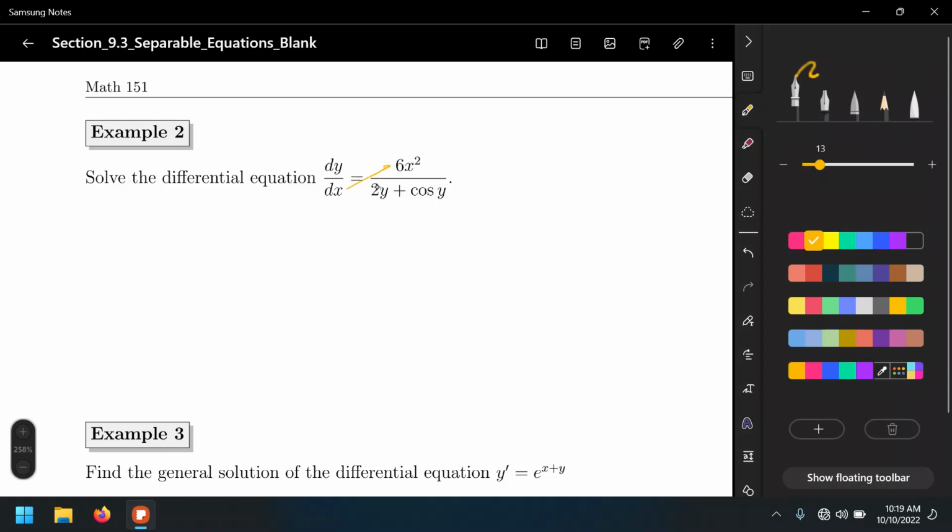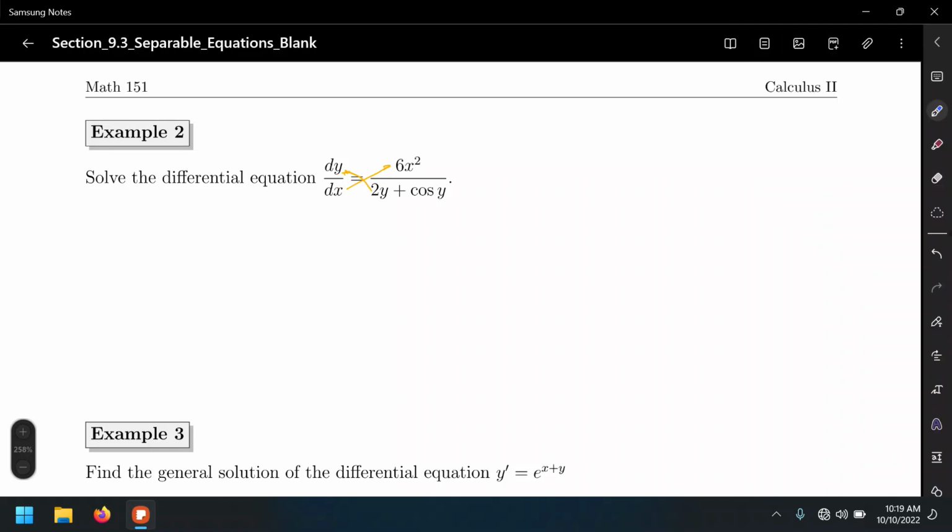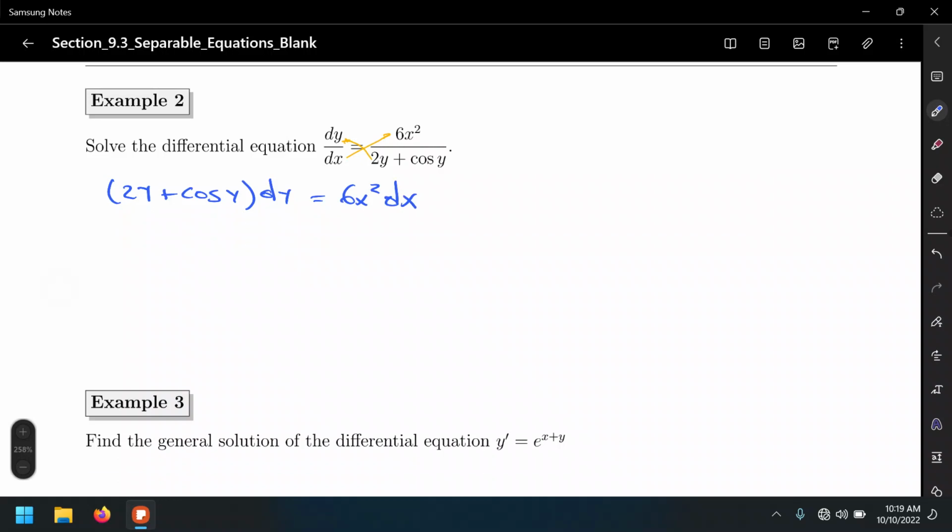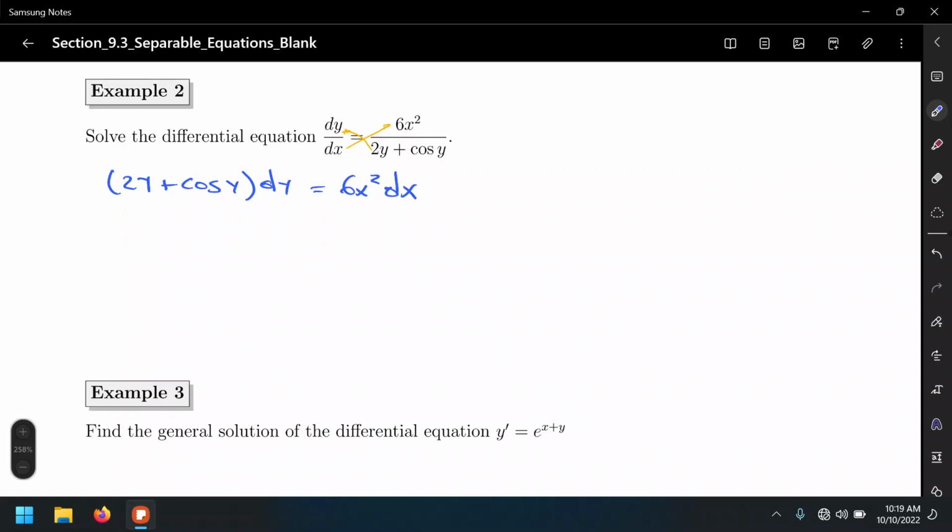So let's cross multiply. That's going to be (2y plus cosine of y) dy equals 6x squared dx. So in this case, it's possible to separate the variables. Alright, so let's integrate both sides.